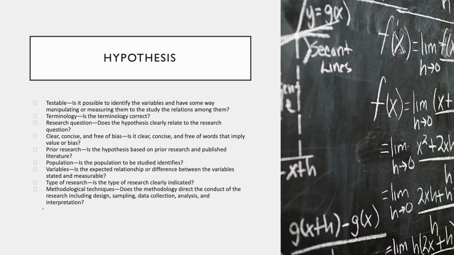You need to know if there's prior research. Is the hypothesis based in that prior research? Is it published in the literature? Can you locate it? You need to know what the population is that is being studied. You need to be able to identify the variables and the expected relationships or differences between the variables, which means the variables must be measurable.